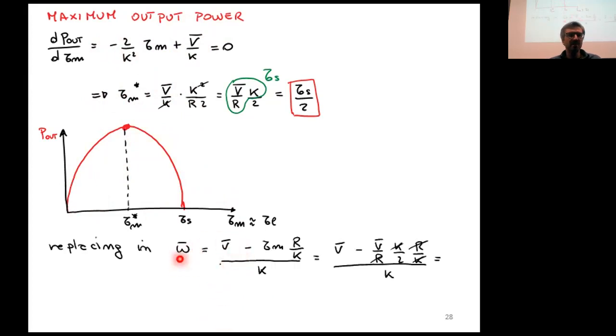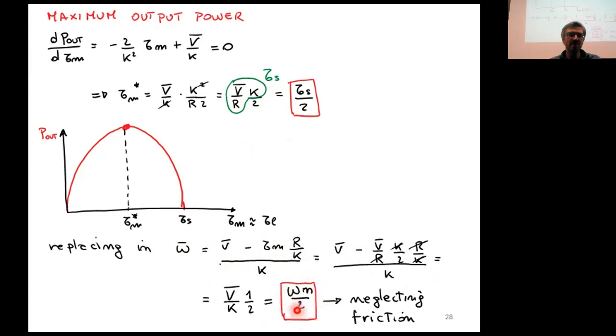If we replace in the previous expression of omega this tau m with this expression, we have simplifications, and we see that omega is equal to half of the no-load speed, if we neglect friction. So the maximum transference of power is for half of the no-load speed and half of the stall torque.